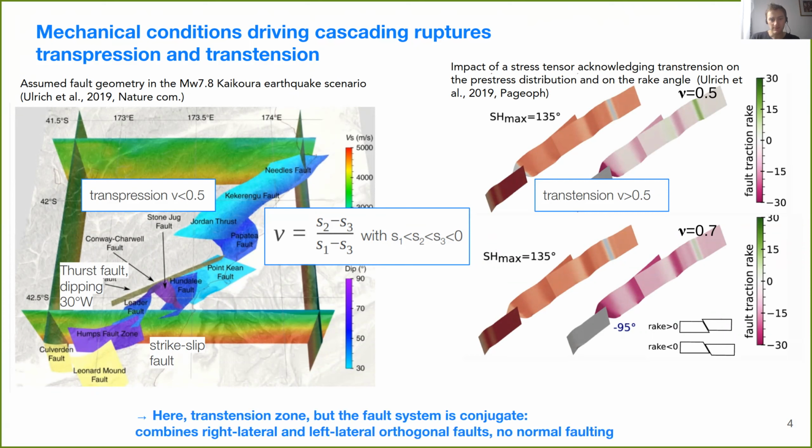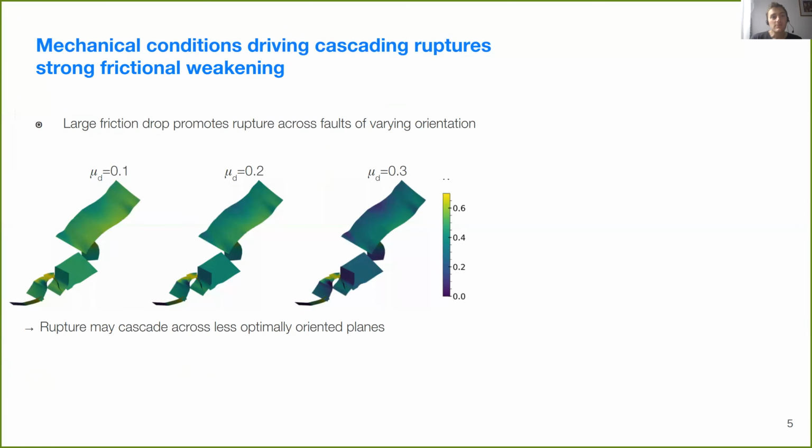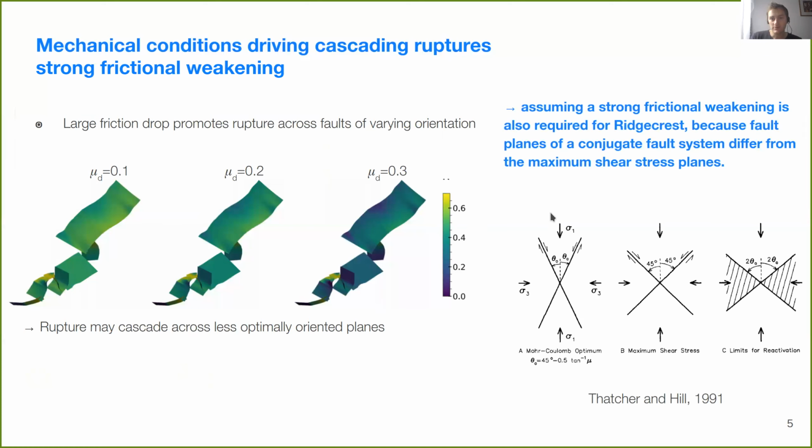And during the Ridgecrest sequence, we also have a transtensional zone, but no normal faulting was involved. That is, the fault system is instead conjugate. It combines right-lateral and left-lateral orthogonal faults. Another mechanical condition that may help drive cascading rupture is a strong frictional weakening. So it promotes rupture across faults of varying orientation. We can see it on the fault system of Kaikoura. If we increase the dynamic friction from 0.1 to 0.3, several faults have a much less resolved pre-stress. So rupture may cascade across less optimally oriented faults, and this is important.